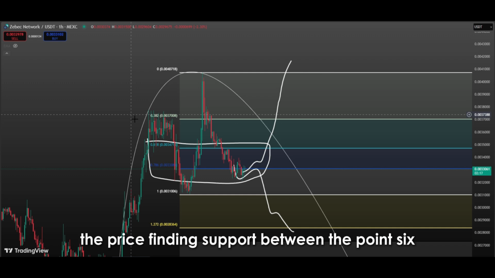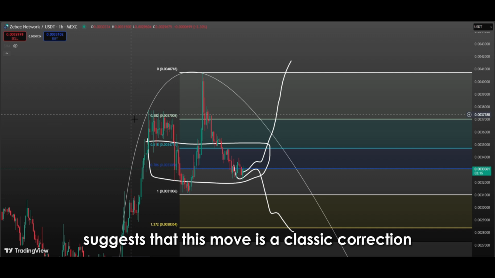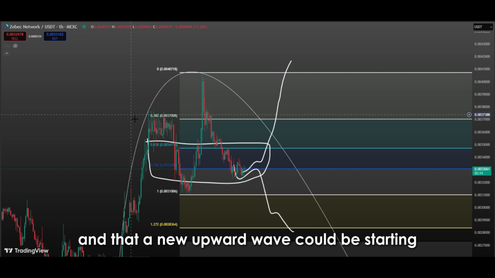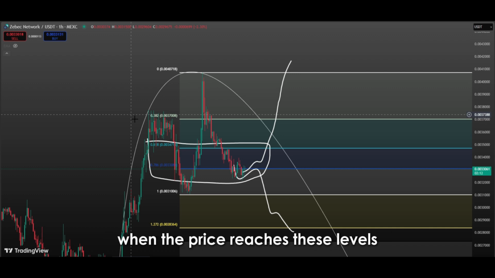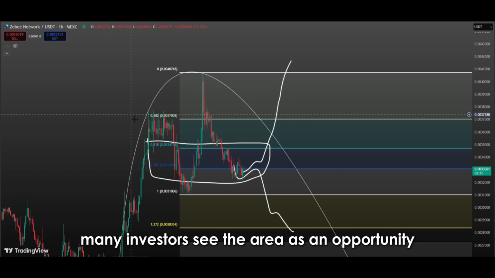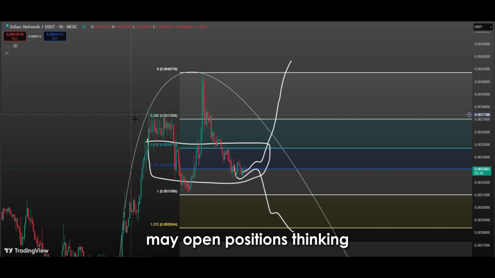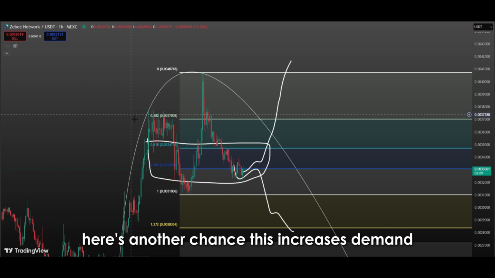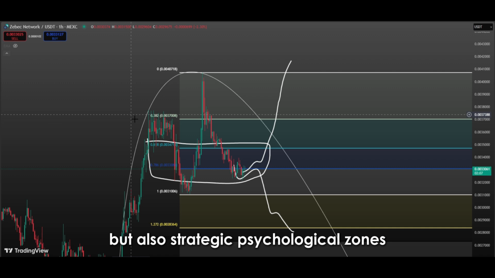At this moment, the price finding support between the 0.618 and 0.786 levels suggests that this move is a classic correction and that a new upward wave could be starting. These zones are also critically important from a psychological standpoint. When the price reaches these levels, many investors see the area as an opportunity. Especially those who missed the initial rally may open positions thinking, here's another chance. This increases demand and causes the price to react upward. So these levels are not only technical, but also strategic psychological zones where the market can revive.